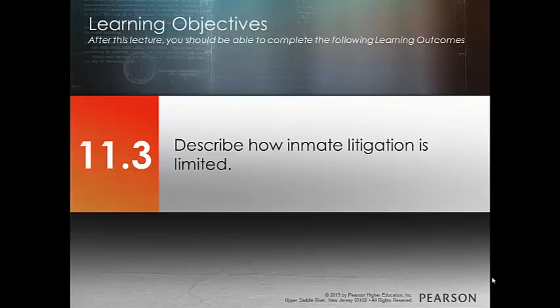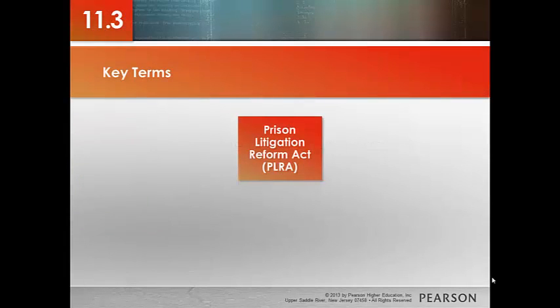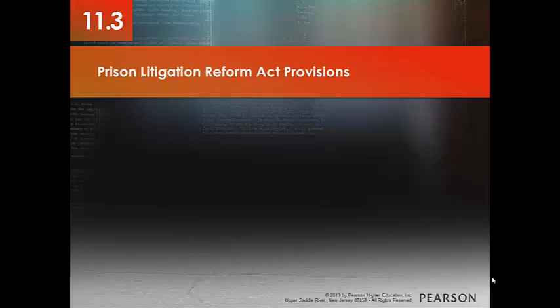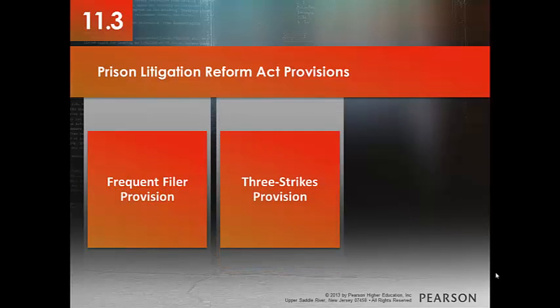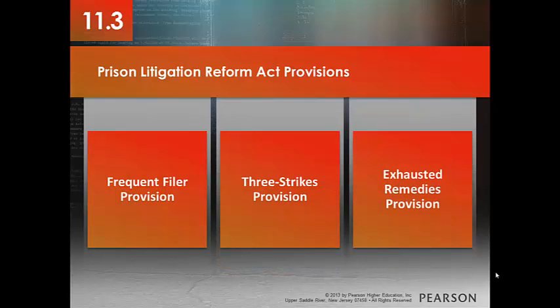In an attempt to limit what was becoming a very large number of inmate lawsuits, Congress passed the Prison Litigation Reform Act, known as PLRA, in 1995. That act was intended to reduce the volume of prisoner litigation and improve the merit of those claims that are filed. Indications are that the act has succeeded at both. Three important Prison Litigation Reform Act provisions are explained at the top of page 190. The frequent filer provision, the three strikes provision, and the exhausted remedies provision.